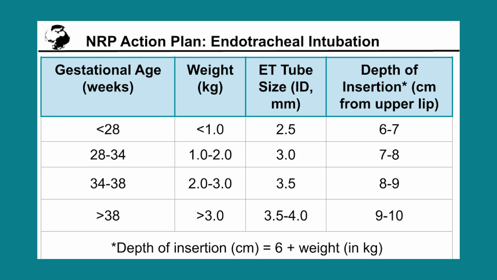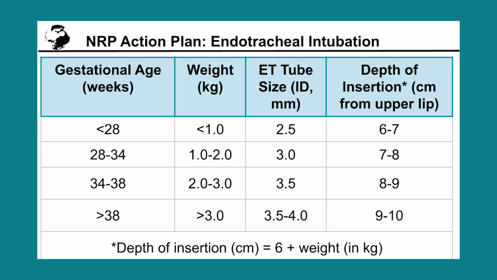When a neonate is intubated as part of the resuscitation process, the tube size and the depth placement depends on the age and the weight of the baby. If the newborn is less than 28 weeks old or weighs less than 1.0 kilograms, a 2.5 millimeter tube should be inserted and secured at 6 to 7 centimeters at the lip. A neonate between 28 and 34 weeks old or weighing between 1 to 2 kilograms should have a 3.0 millimeter tube placed and secured at 7 to 8 centimeters at the lip.